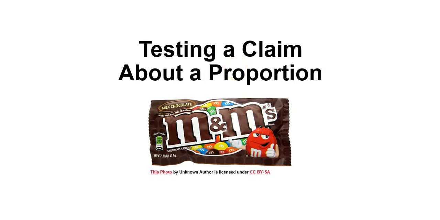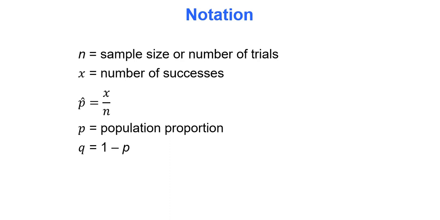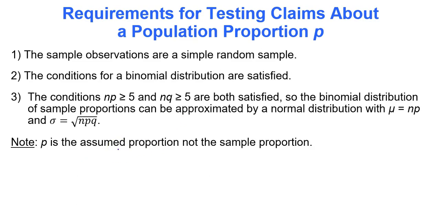Hello there. We're now going to use technology and hypothesis testing to test a claim about a population proportion. Some notation we'll see: n is the sample size, x is the number of successes, p hat is the number of successes divided by the sample size. Remember, that's the sample proportion. P is the population proportion, and Q is always 1 minus P.